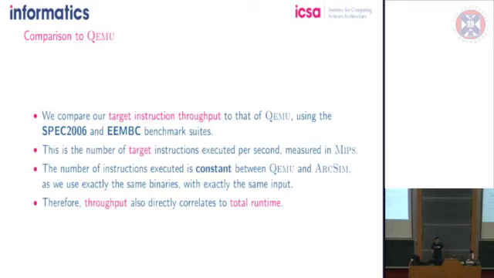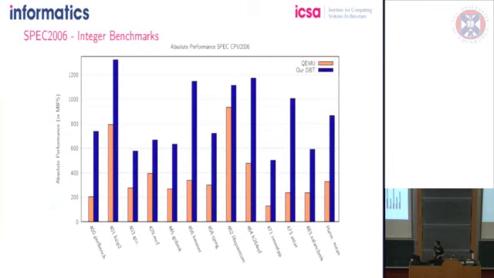So the dynamic instruction count is exactly the same between ArcSim and QEMU, because we're running exactly the same binary, compiled exactly the same way, with exactly the same inputs. So the instruction counts are the same, which means that throughput directly correlates to the total runtime of the benchmark suite. A higher throughput means a lower runtime, and that's the case here, because we always beat QEMU. So the higher the bar here, the better, because that means we've got a higher throughput, which means a lower runtime, and we're continuously beating them.